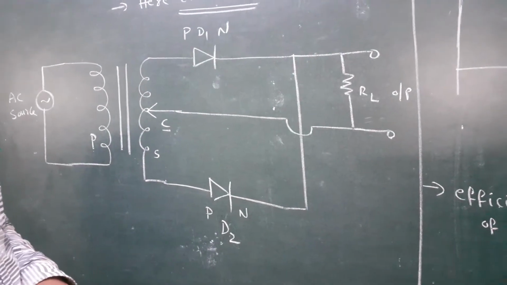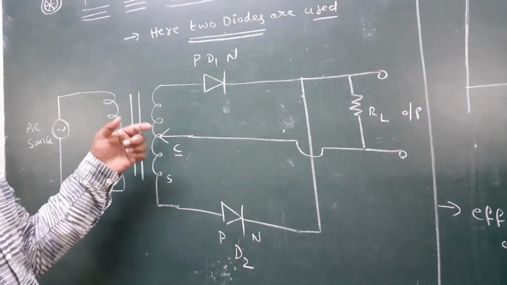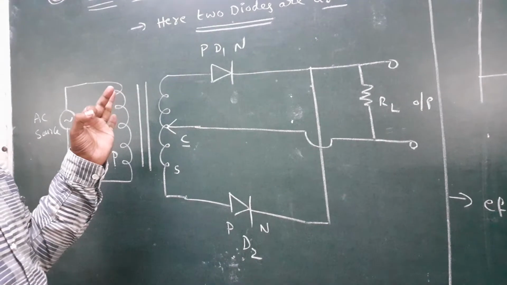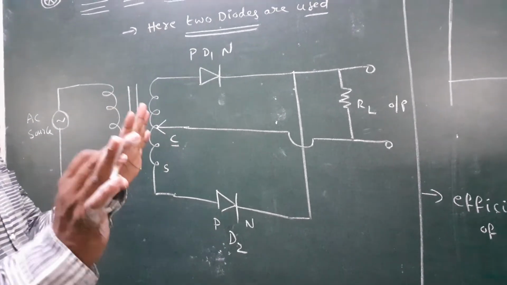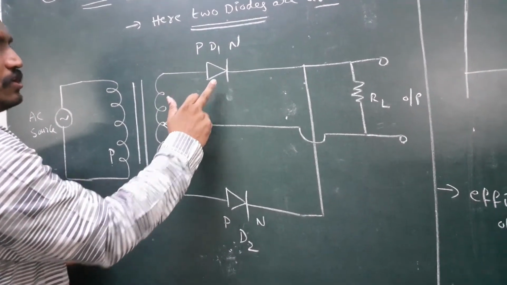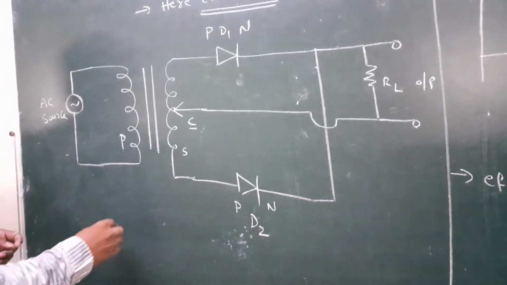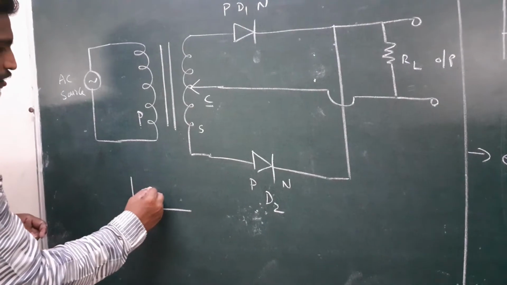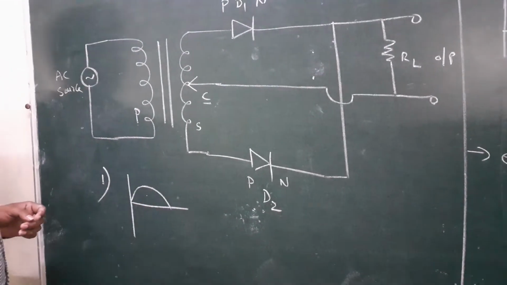Unidirectional means single direction. I will explain the center tap transformer once again. First, see here the two diodes. One is D1, the other one is D2. First I take the positive half cycle.